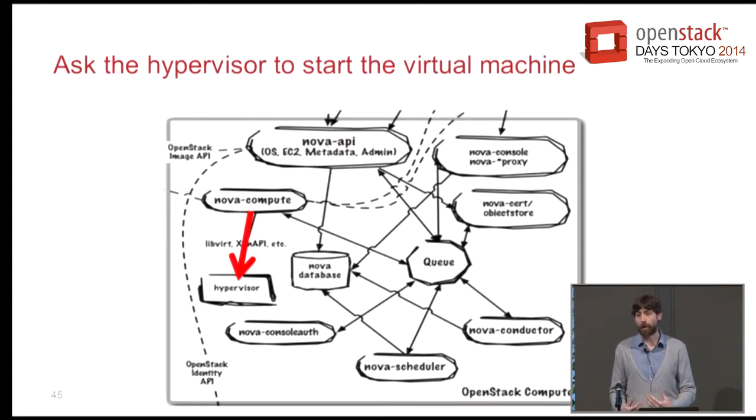Once it's got that information, the Nova Compute service will then talk to the hypervisor and feed it that networking information and the virtual disk, and you can start the virtual machine. And that's what's happening on the low level. Lots of messages passed on that message queue.